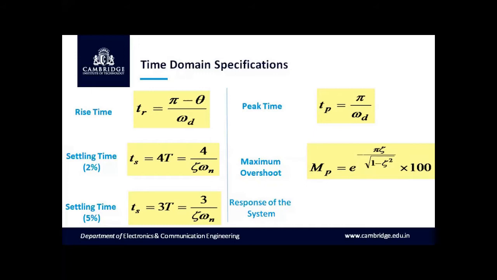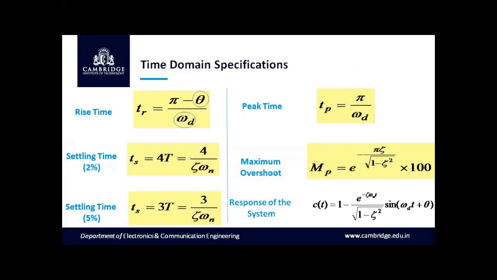And the response of the system c of t is given by 1 minus e to the power minus zeta omega n t divided by square root of 1 minus zeta square, into sine of omega d t plus theta, where omega d is equal to omega n into square root of 1 minus zeta square, and theta is equal to tan inverse of square root of 1 minus zeta square divided by zeta.